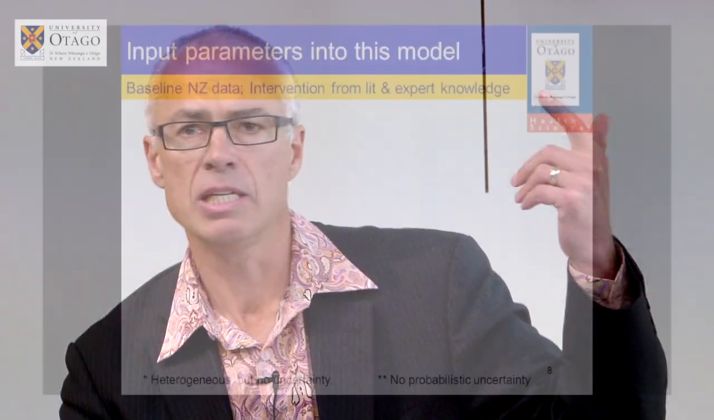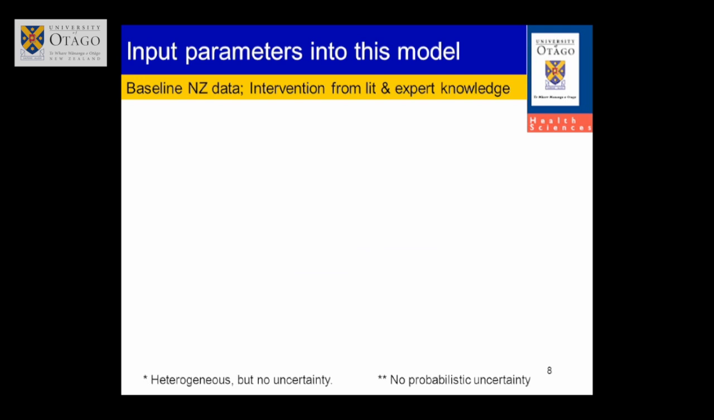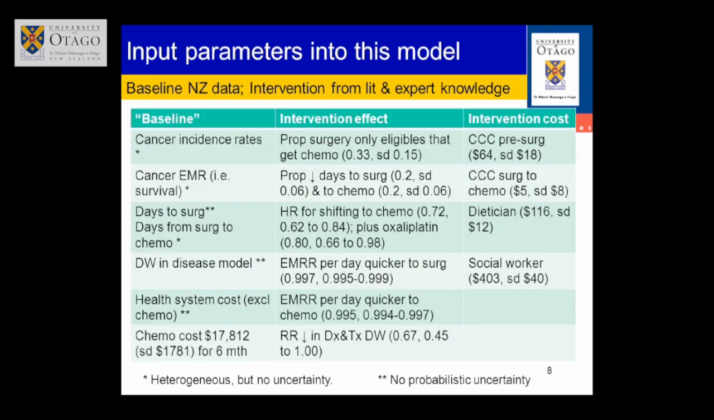One asterisk means that there's heterogeneity. When I say heterogeneity, I mean we allowed for variation in that parameter by sex, age, ethnicity, and deprivation. Double asterisk means we didn't actually put any uncertainty about that variable. Everything else has got uncertainty because we're unsure about its exact value, and we propagate that through the models. Okay, here's the table. That's what it looks like.